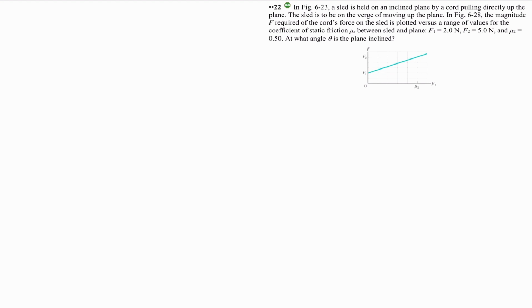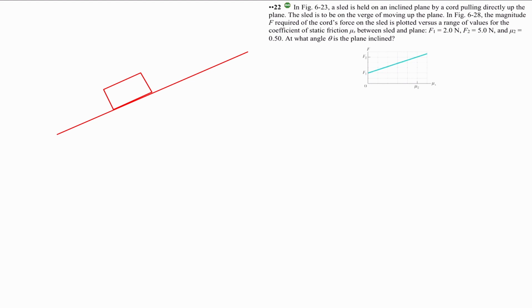Okay. So in figure 6-3023, we're told that a sled, okay, we don't have this figure, but I'm pretty confident we have enough data to recover the picture. A sled is held on an inclined plane by a cord pulling directly up the plane. Okay, so this first sentence allows us to draw something. This allows us to form a picture. So I'm going to go ahead and draw a picture. So I'm going to say, here's my inclined plane, and here's my sled, and my sled is going to be a box like that.